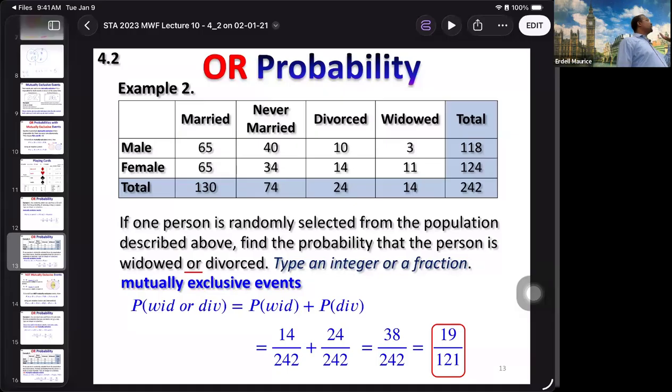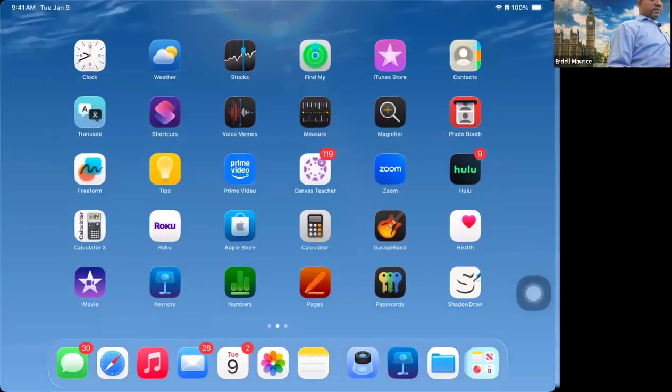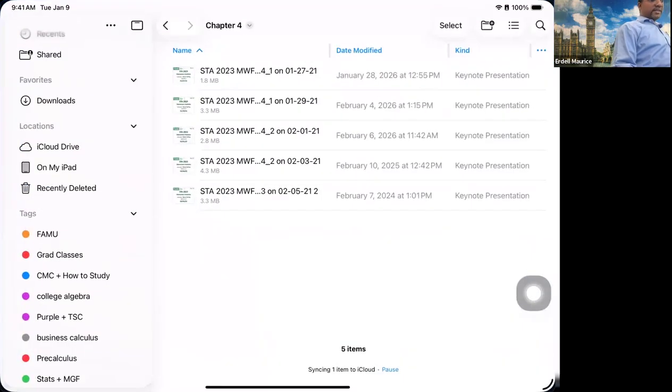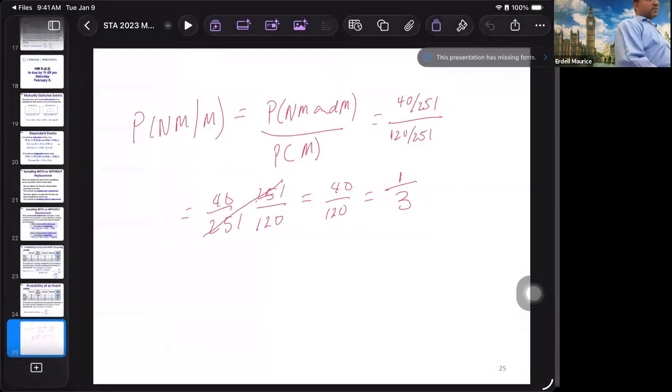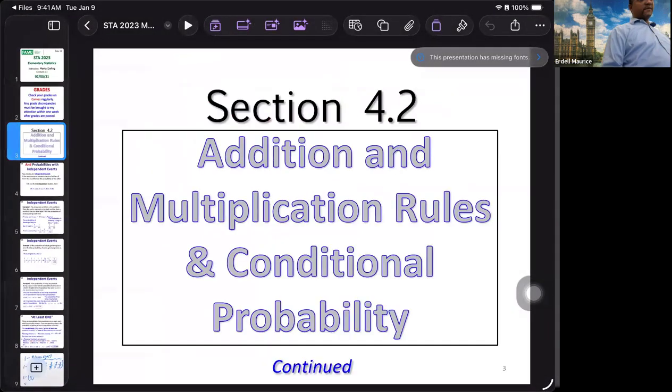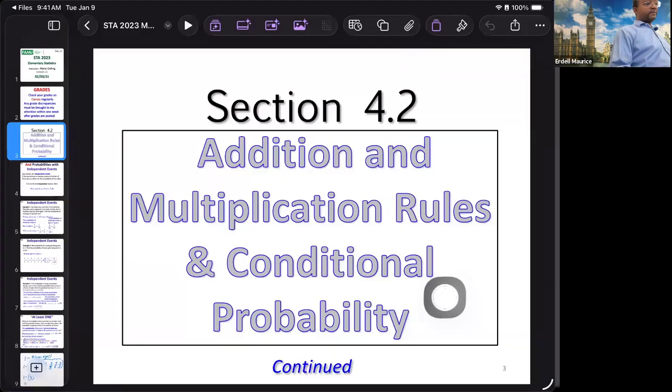All right, so we're moving on. We're continuing in 4.2, the addition and multiplication rules. We're going to be moving into the multiplication rules today. I'm not 100% sure I'll get to conditional probability. If not today, I'll get to it on Wednesday. I'm hoping to have everything wrapped up by Wednesday, but we'll see. Either way, I'll get it done.